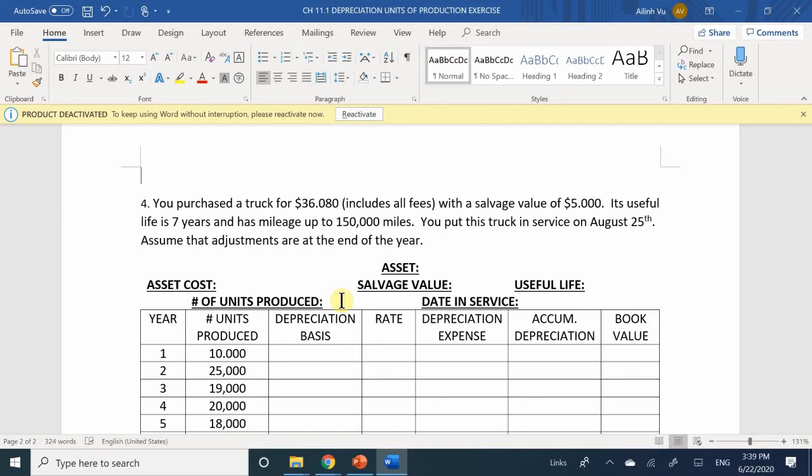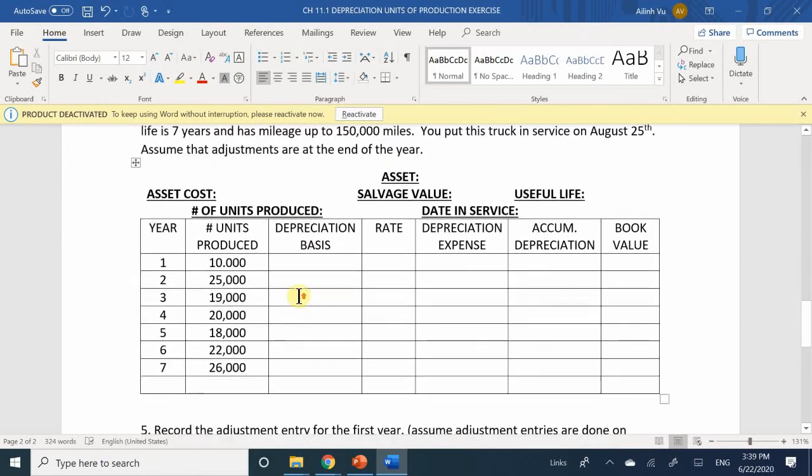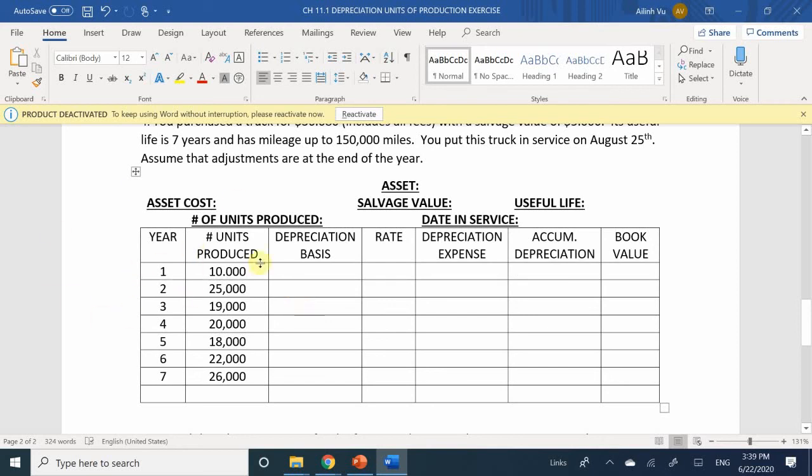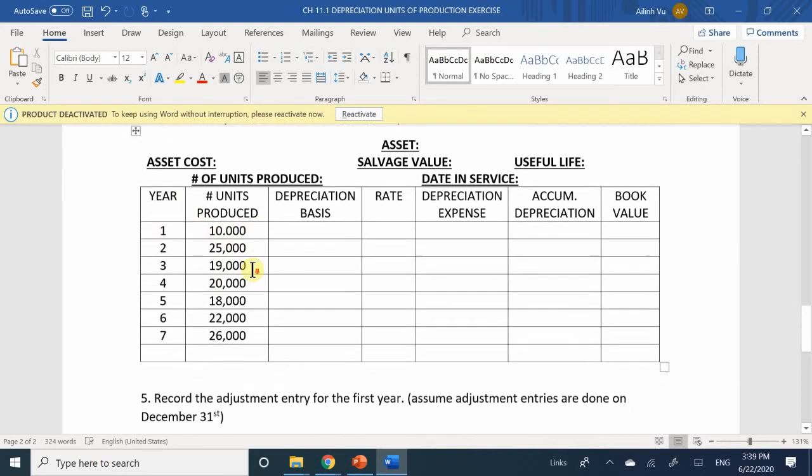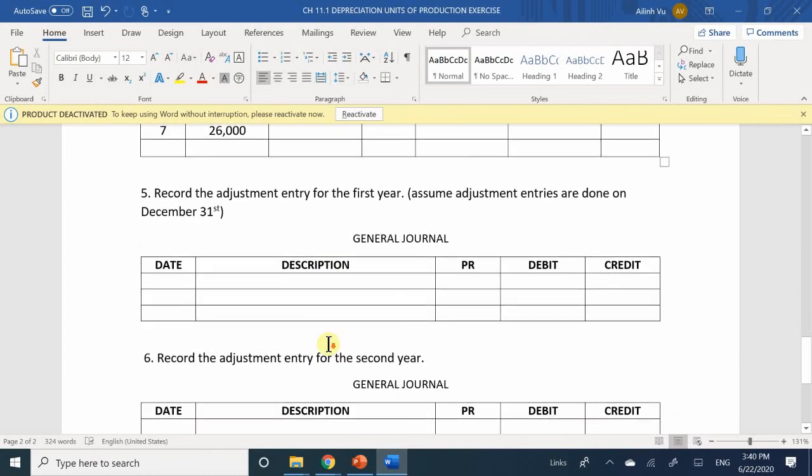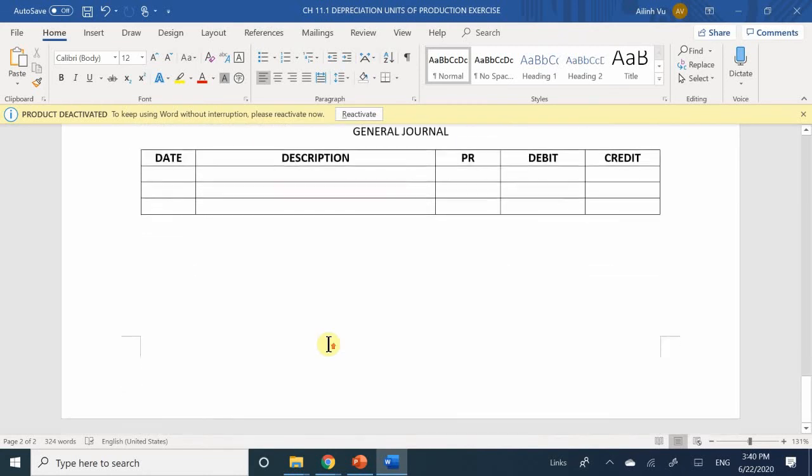For this one I did it; I don't know why I didn't do it for the last one. But assume that the adjustments are made at the end of the year. As you can see, year 1, because we put it into service in August, we drove about 10,000 miles. Year 2, we drove 25. Year 3, 19. Year 4, 20. Year 5, 18. Year 6, 22. Year 7, 26. So that's a lot of numbers. Let's solve for that, and then we'll journalize the rest.